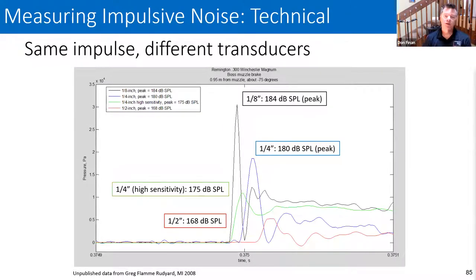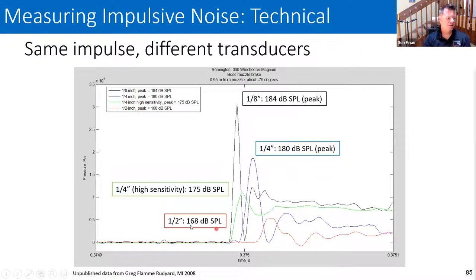Let's take a look at some real-world data to see what this actually means. This is an impulse that was measured through a 1/8-inch microphone, a 1/4-inch microphone, a 1/4-inch high-sensitivity microphone, and a 1/2-inch microphone, and we're looking at the resulting waveform itself. If we take the same impulse going through a 1/8-inch microphone, we measure its peak at 184 dB SPL. That same waveform delivered through a 1/4-inch microphone is down to 180 dB. It's underestimating the peak, therefore.